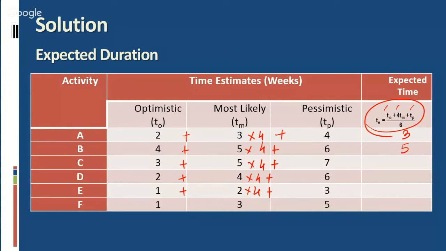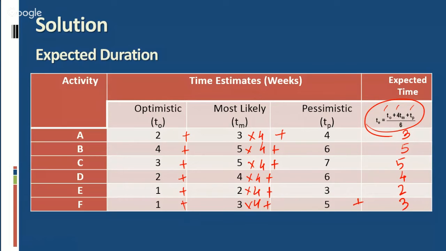Can you tell me what should be the expected duration for activity C? 5. Yes, you are right. It is 5. Similarly, for activity D, it will be 16 plus 6, 22, plus 24, divided by 6, it will be 4. And similarly for activity E, it will be 8 plus 1, 9, and 9 plus 3, 12, divided by 6, it will be 2. And the last activity, activity F, it will be 12 plus 1, 13, 13 plus 5, 18, divided by 6, it will be 3.